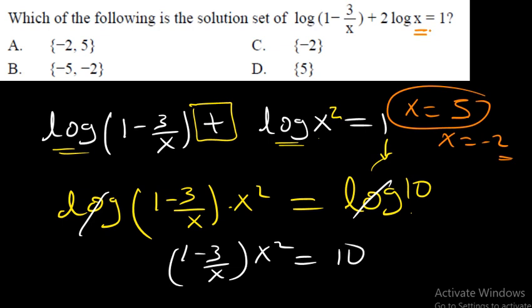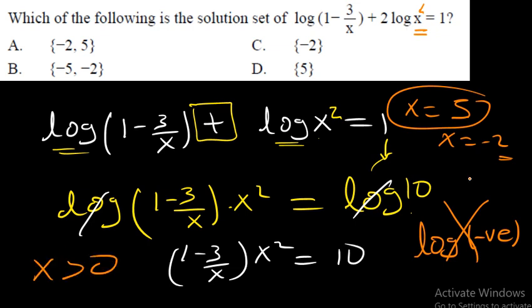What about negative 2? It doesn't work here, because logarithm of negative is impossible. Logarithm of negative number doesn't exist, because the domain of logarithm function is always greater than 0. So our answer should be only 5, which is D. But take care, look, both of them exist at A.